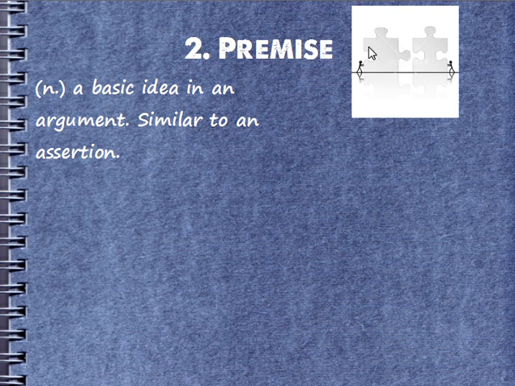A premise is sort of like a puzzle piece. To make a really good argument, you need to give lots of information. You need to persuade with a lot of different ideas. A premise is what we call a single idea in an argument. So it's kind of like a single puzzle piece.